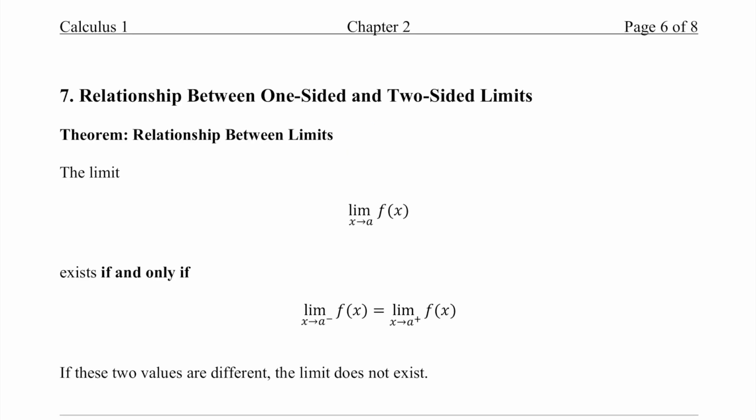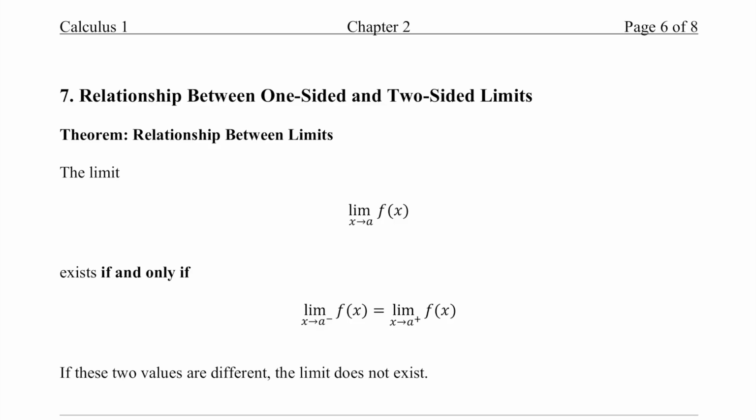Now that we understand one-sided limits, let's talk about how they connect to regular two-sided limits. This relationship is very important. Here's the main idea. The limit of f of x as x approaches a exists if and only if the left side limit equals the right side limit. If the two values are different, then the limit does not exist.